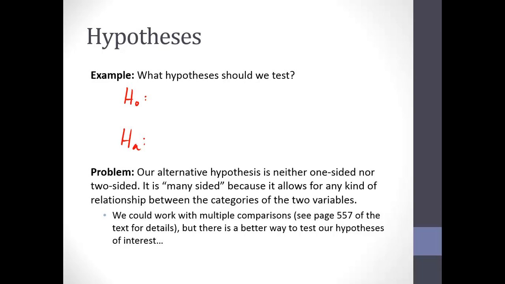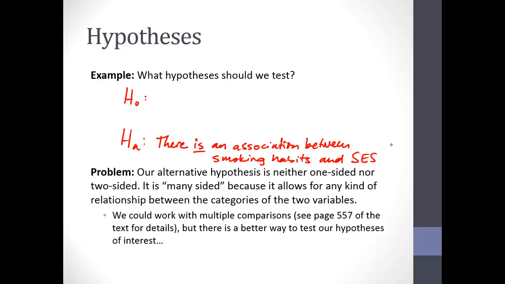What we're going to look at in this chapter is whether there's an association between these two variables. So what we're interested in saying, as usual, is our alternative hypothesis, which says that there is an association, and we can say what two variables we're looking at here. So here we're looking at smoking habits and socioeconomic status.